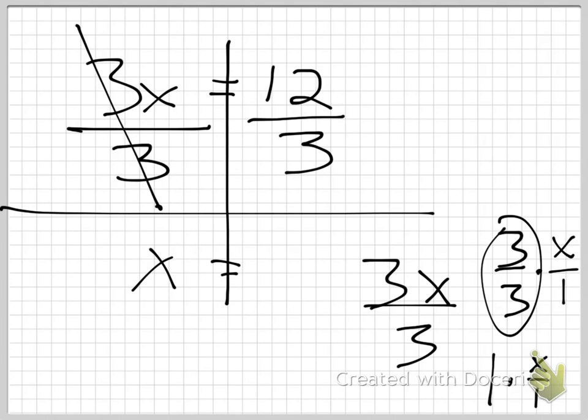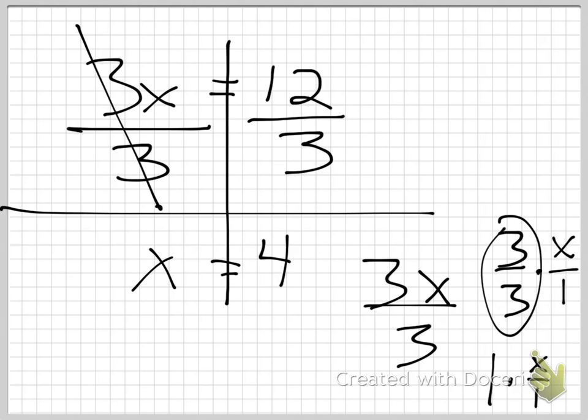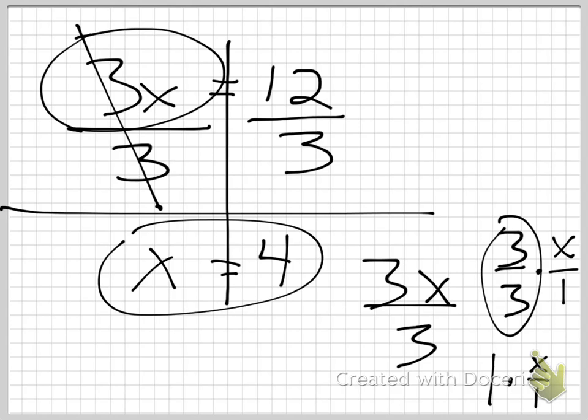What is 12 divided by 3? 4. How do you know if you're right? What do you do? You check it. You go 3 times 4. Is that 12? Yes. Try one of these then. Not just giving me the answer, but now you're showing me that you know how to show the work.